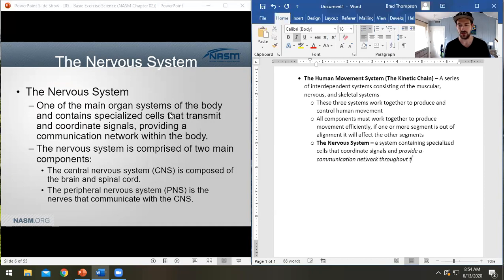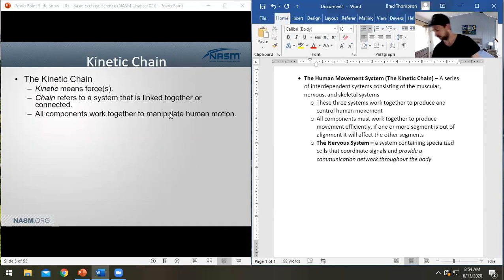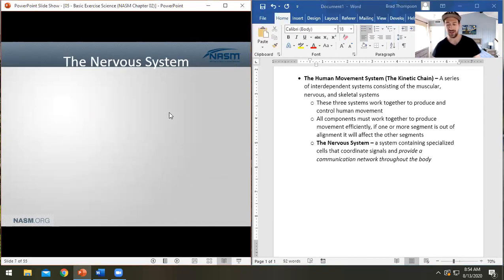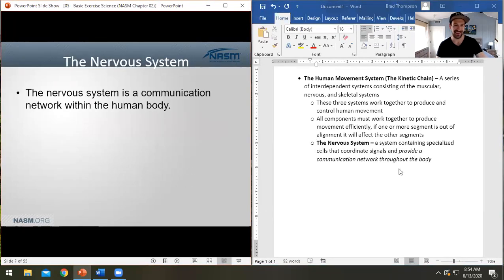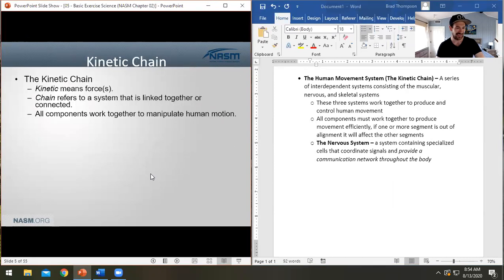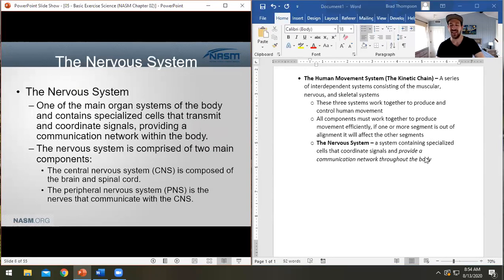throughout the body, right? So I just knocked my mouse right off my little platform here. So that's our nervous system. Yeah, sorry, that was probably really loud.